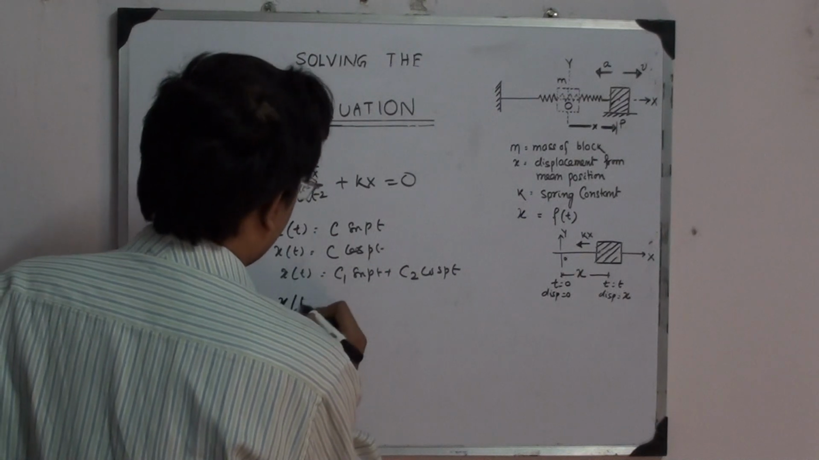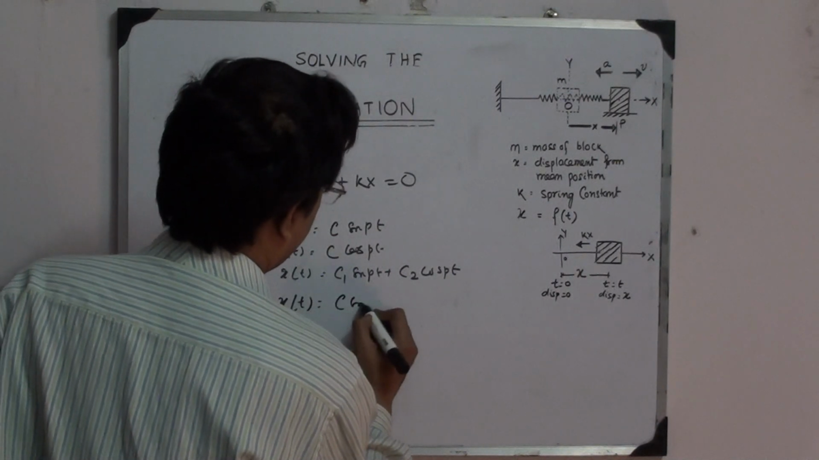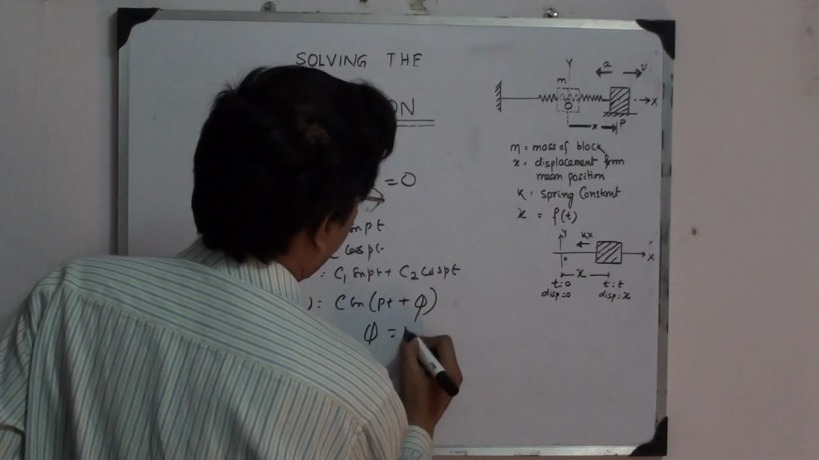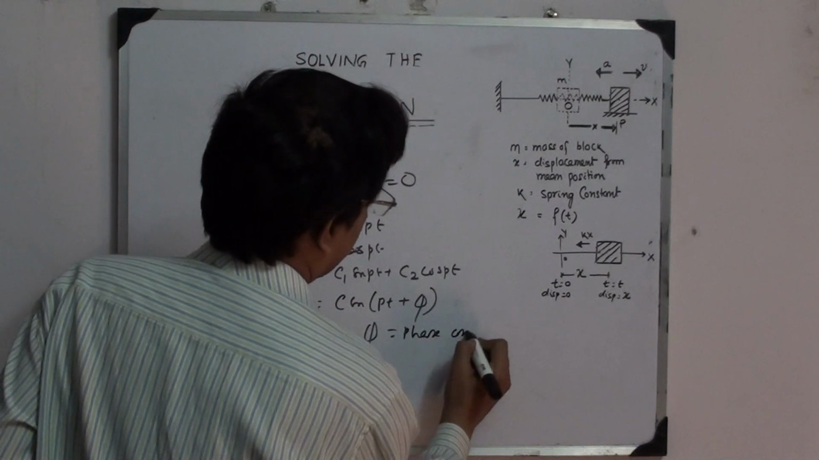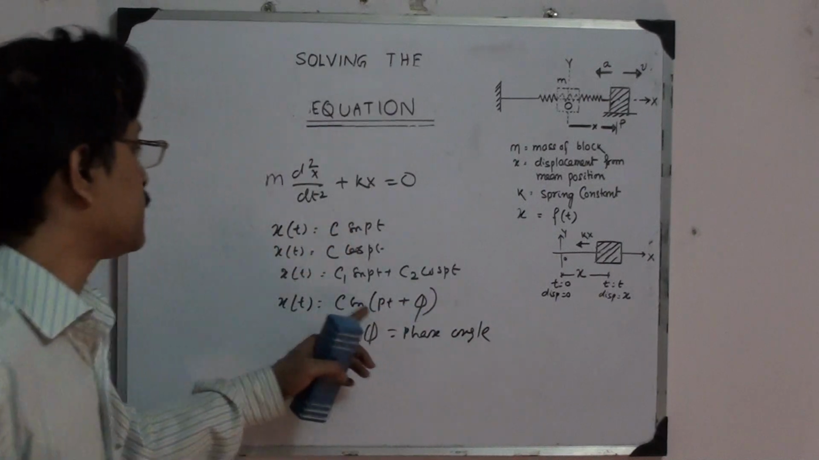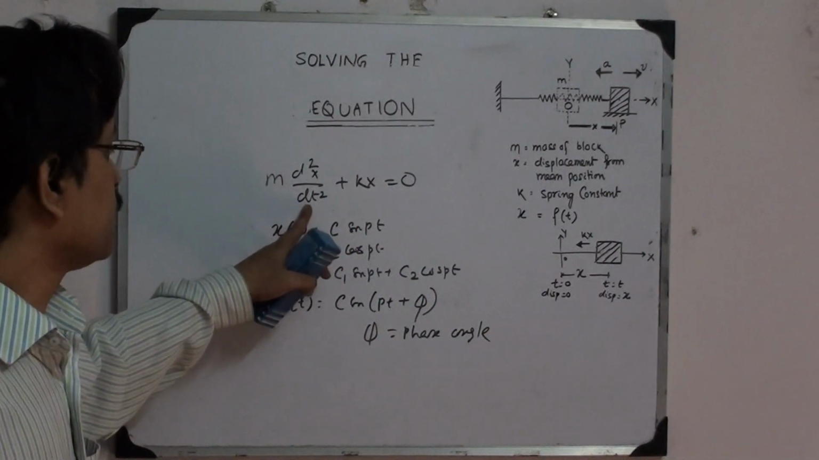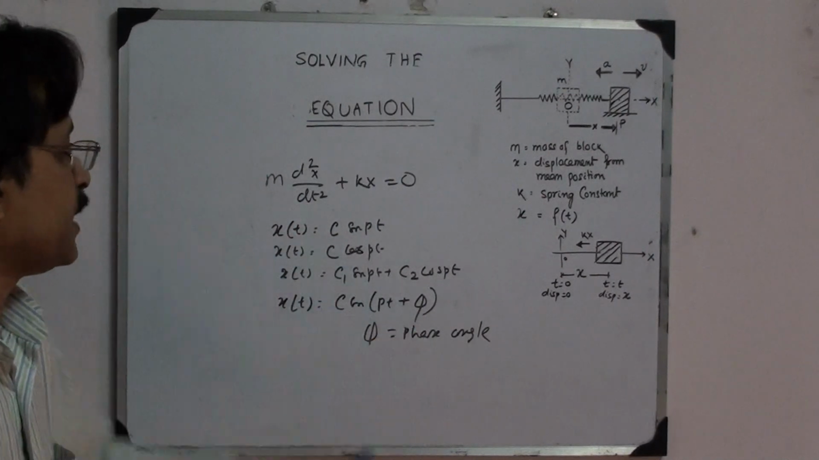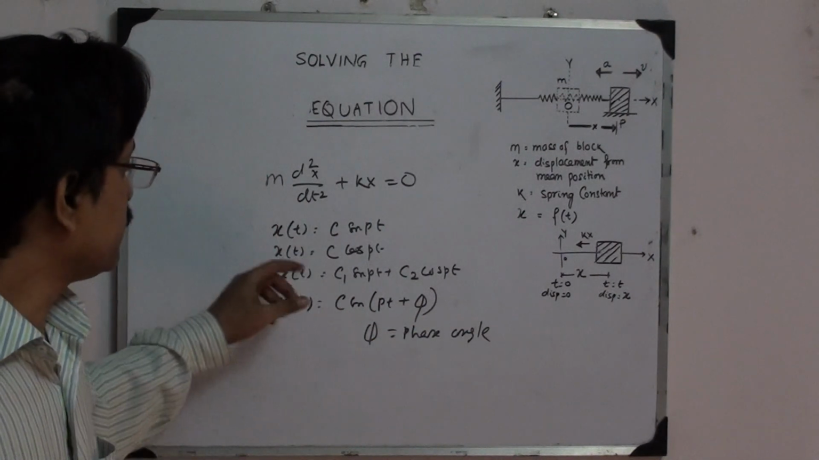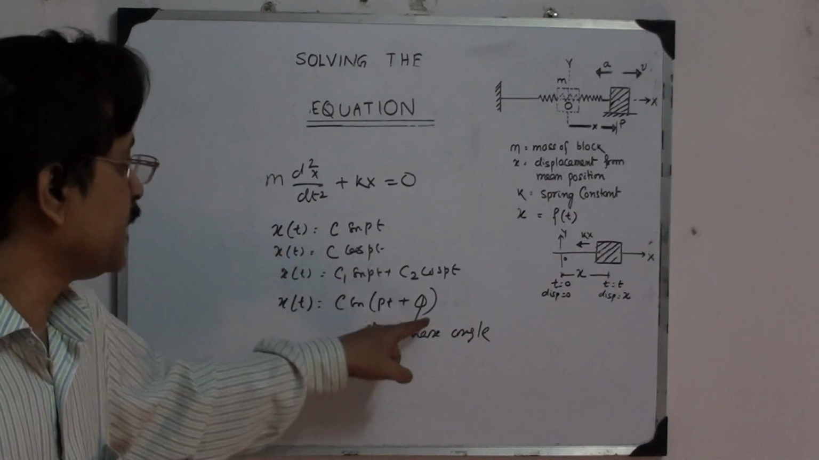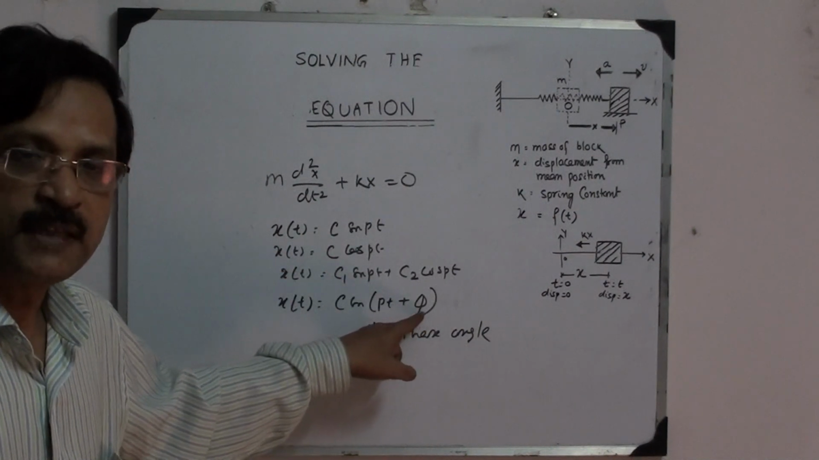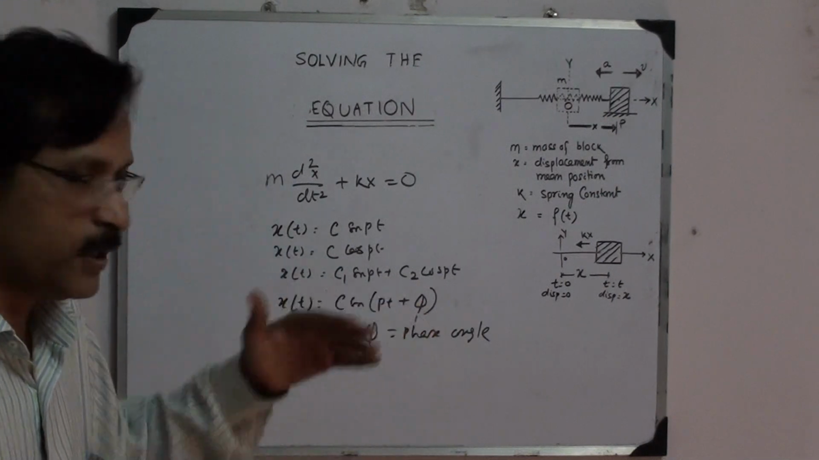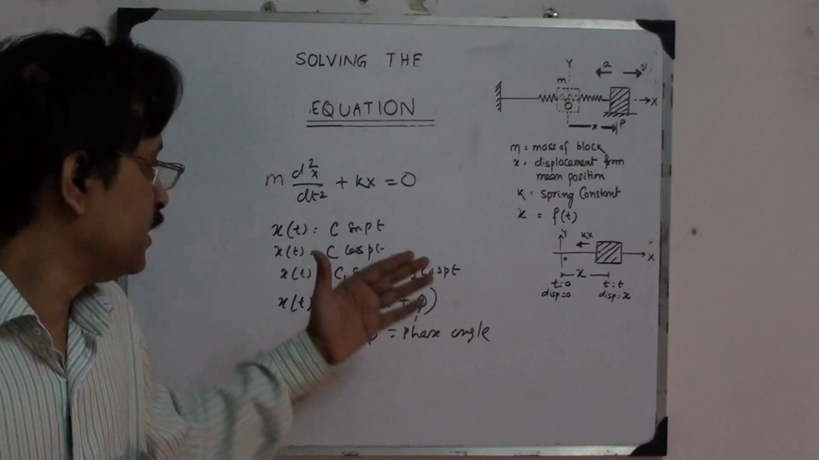Then interestingly you will find, and we will study this in greater detail, sin(pt plus phi), where phi is called the phase angle. This will also satisfy the solution to this second order differential equation: x is equal to c sin(pt plus phi), and conversely x is equal to c cos(pt plus phi) will also satisfy the equation. We'll study in detail what exactly this phi is when we come to plotting the graph of these functions.